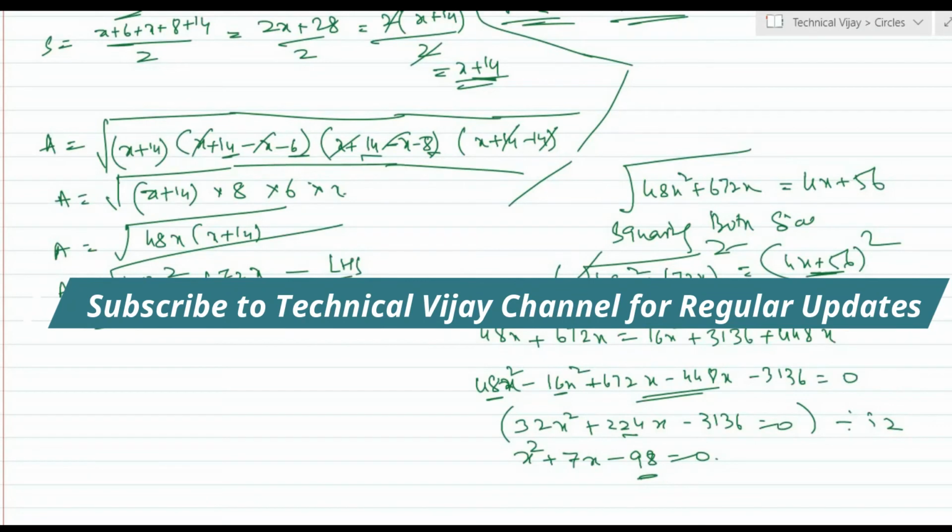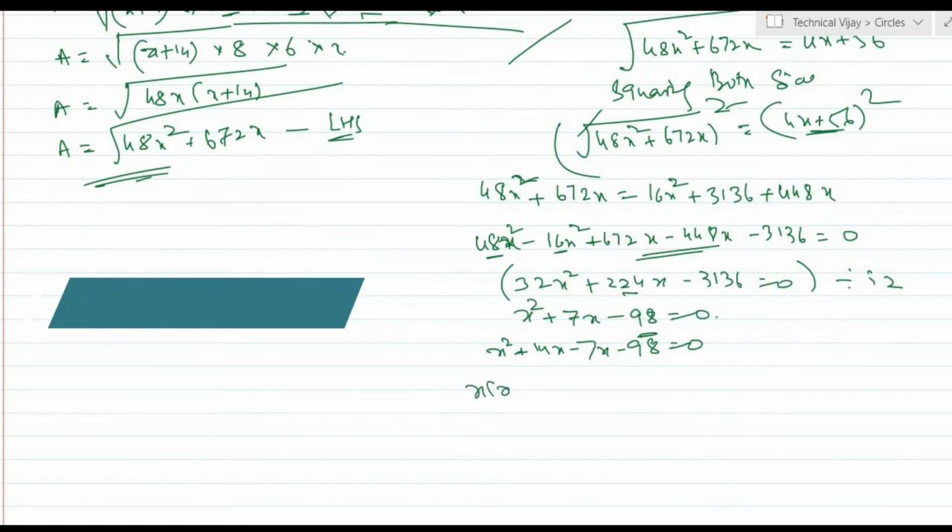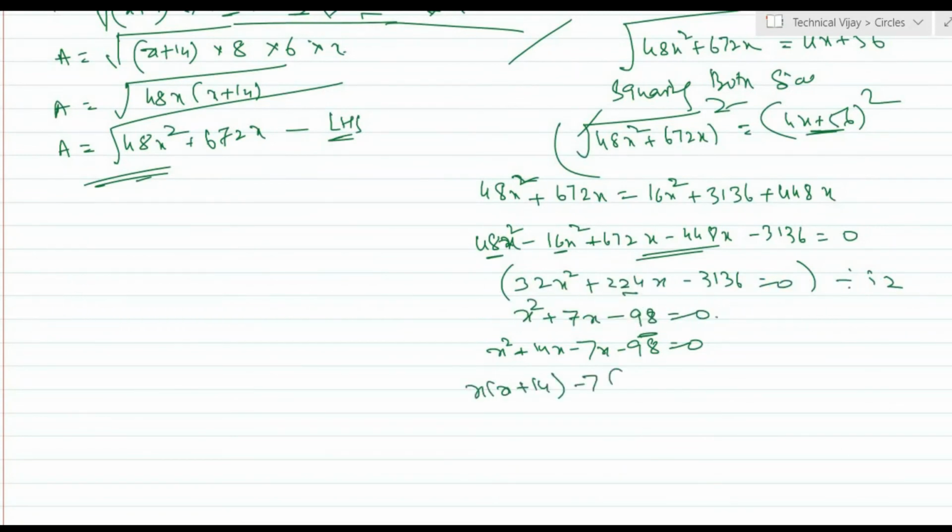Here the factors are 14 and 7, that give 98. So x square plus 14x minus 7x minus 98 equal to 0. So x into x plus 14 minus 7 into x plus 14 equal to 0. So x plus 14 and x minus 7 are the factors.